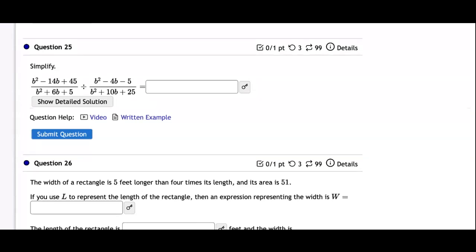How we factor the denominator b squared plus 6b plus 5. Now division, we want to change to multiplication, right? Then b squared minus 4b minus 5 becomes the denominator. So we factor as b minus 5, b plus 1, because minus 5 times 1 is negative 5. Negative 5 plus 1.